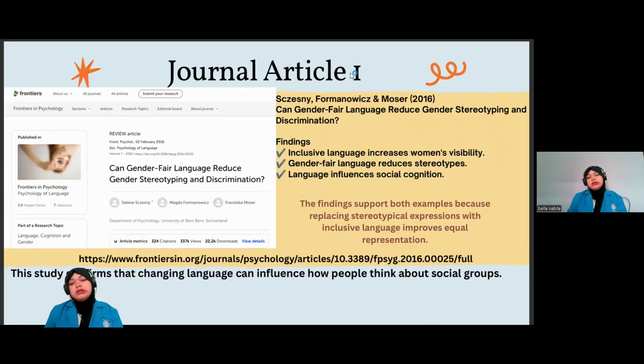Journal article 1: inclusive language increases women's visibility, gender-fair language reduces stereotypes, and language influences social cognition. The findings support both examples because replacing stereotypical expressions with inclusive language improves equal representation. Here's the link. This study confirmed that changing language can influence how people think about social groups.